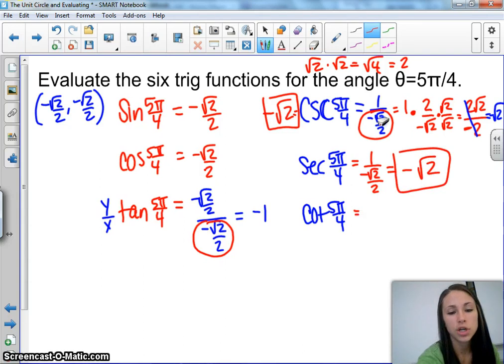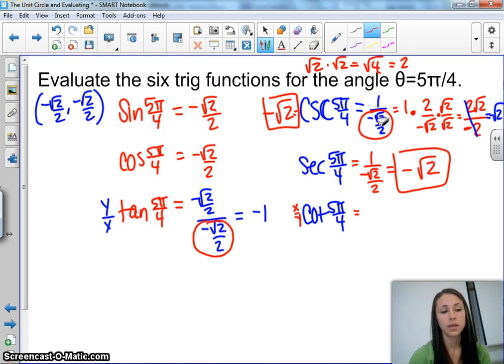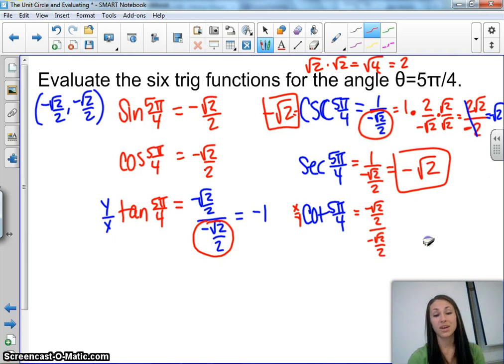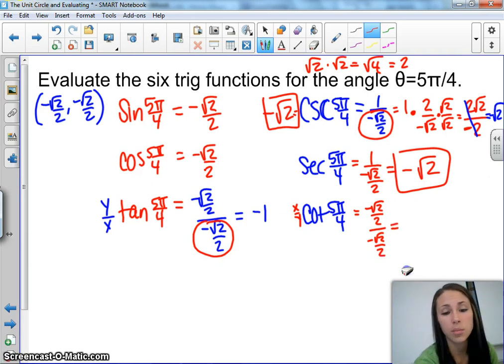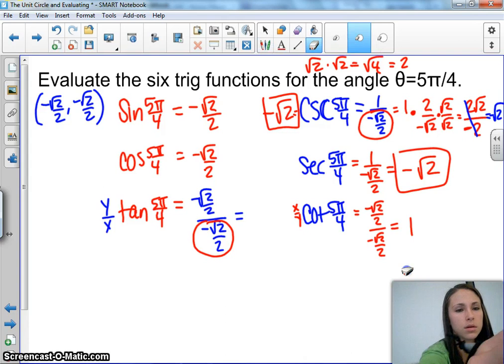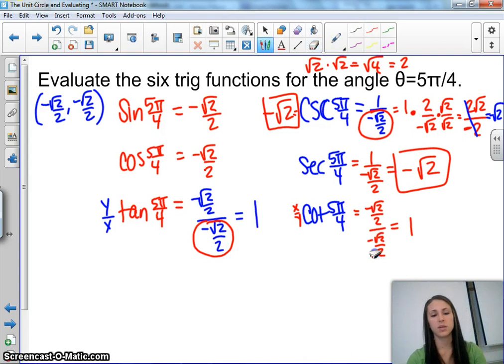And then cotangent, instead of y over x, I'm going to do x over y. So x over y is negative square root of 2 over 2 over negative square root of 2 over 2. I've got the same thing over itself, so it's just going to be 1. And actually this over here should have been a positive 1, because the negative divided by negative will cancel out. So that should have just been 1 for both of those.